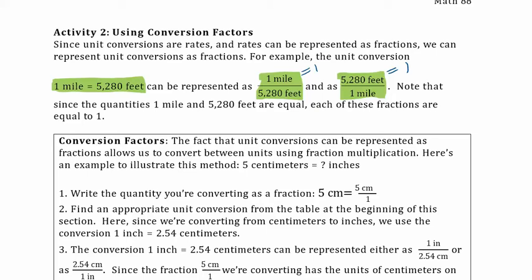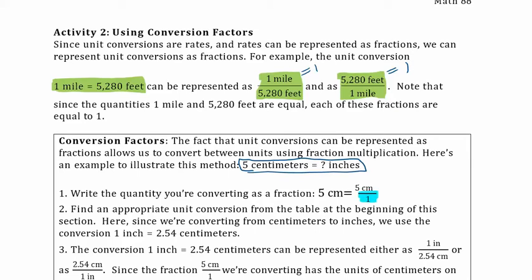Let's take a look at an example. Let's say we want to convert 5 centimeters into inches. So this is the question, right? 5 centimeters is how many inches? So the first thing we want to do is write the quantity that we're converting as a fraction. So 5 centimeters is 5 centimeters over 1. When you do this, you're always just going to write over 1 because anything divided by 1 is itself.